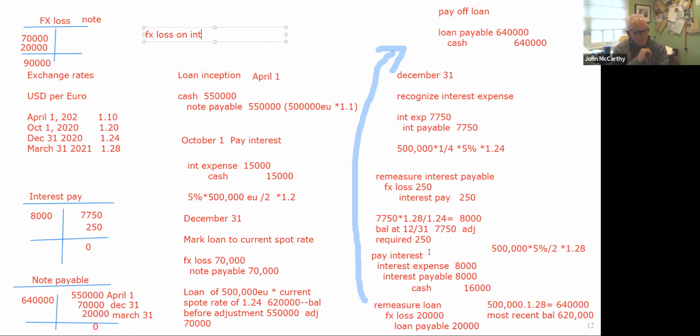But nonetheless, if you came up with a combination of 16,000 of interest expense down here, this 8,000 plus the 7,750 and 250, you call that all interest expense, I'd accept that. If you did the 250 remeasurement here, so you only had 15,750 of interest expense plus 250 of FX loss, I'd accept that also. So give me some flexibility. And in practice, I think you'd end up with 16,000 of interest expense most of the time. So anyways, I hope this helps.